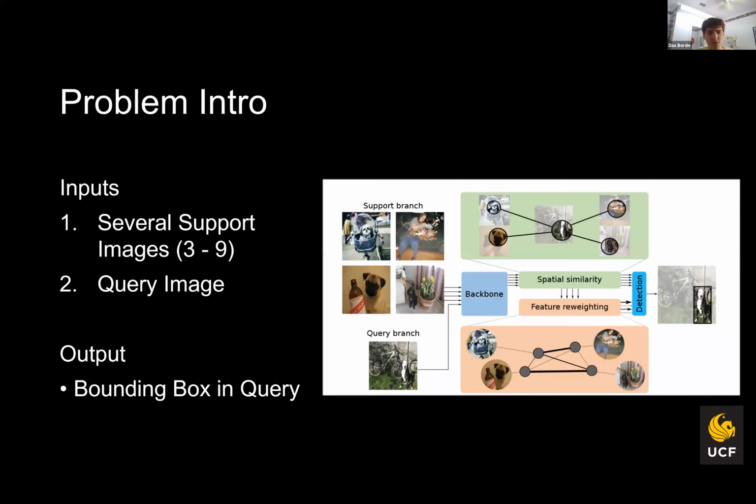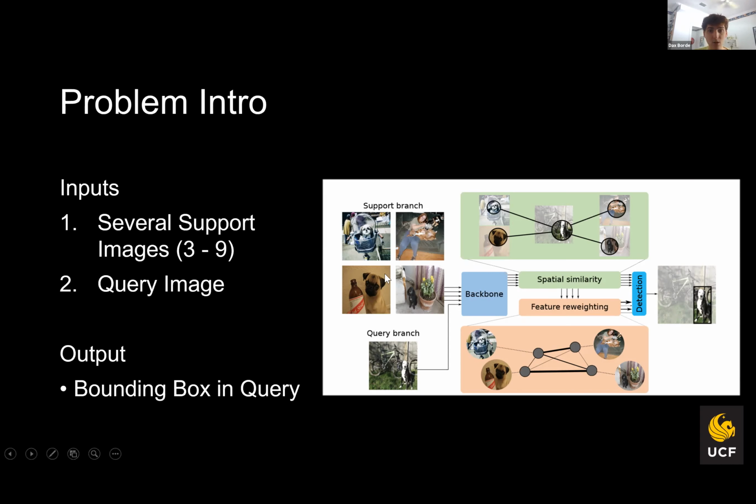So first is the problem introduction. We'll just go over the inputs and the outputs of the network. So there are two inputs, or I guess a couple of inputs to the network. The first thing is a support branch. So these are a couple of images, anywhere from 3 to 9, or potentially even more, images that all contain pictures of the same class. And then there's also a query image along with that, which also contains the same class. The goal of the network is to put a bounding box around the common class in the query image.